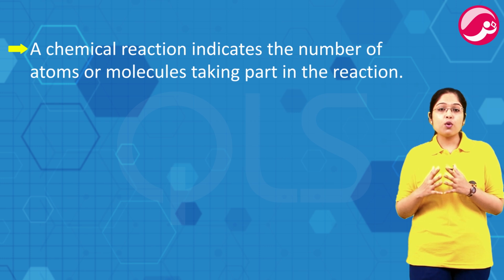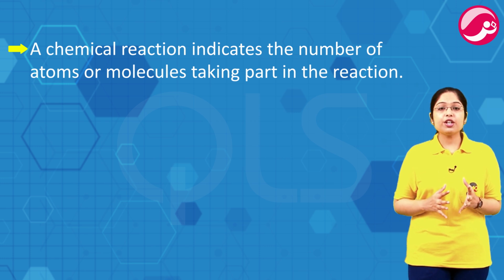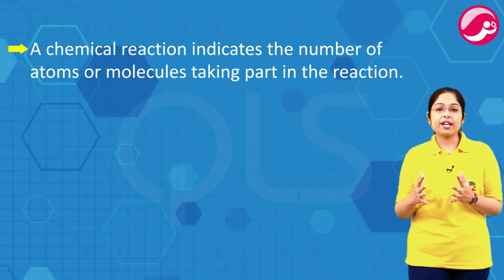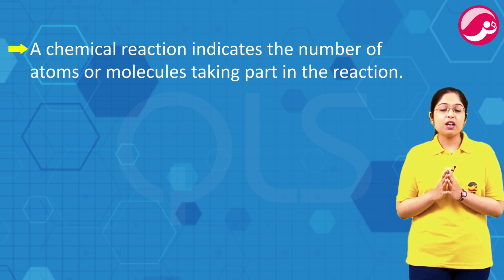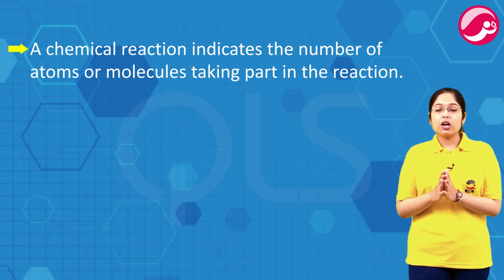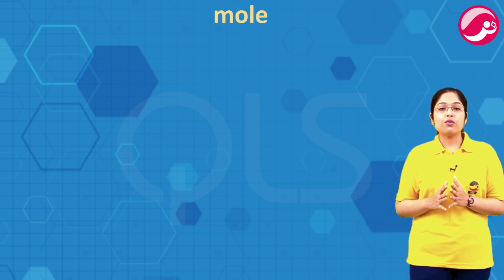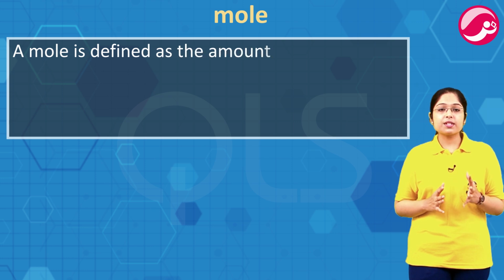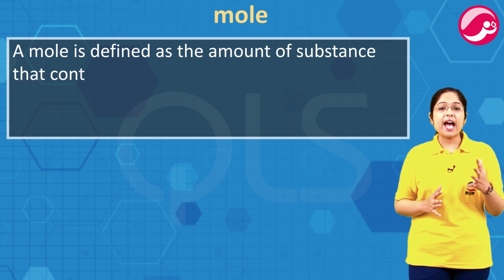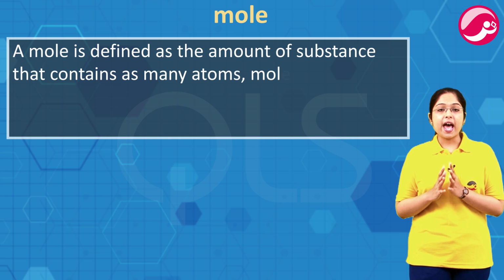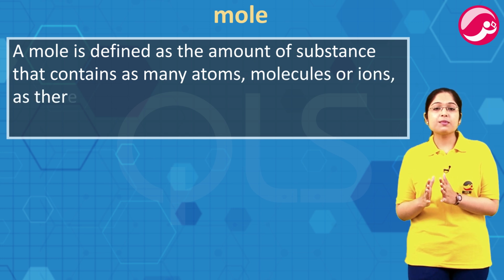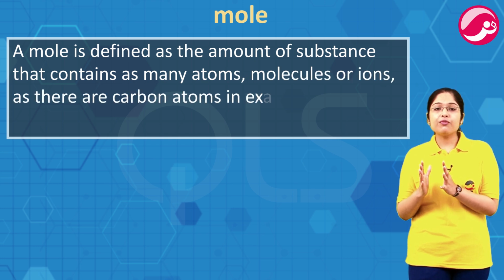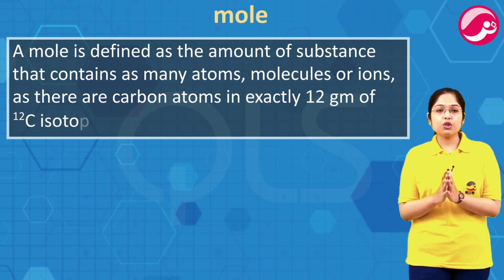Therefore, it is more convenient to refer to the quantity of a chemical substance in terms of number of its molecules, atoms, rather than their masses. So, a new unit, mole, was introduced. A mole is defined as the amount of substance that contains as many atoms, molecules or ions as there are carbon atoms in exactly 12 gram of carbon-12 isotope.